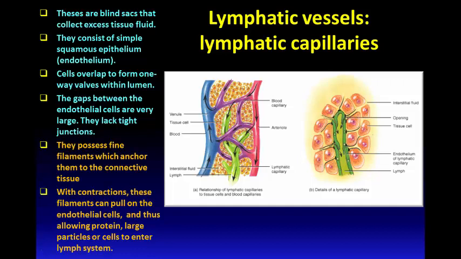The lymphatic capillaries possess filaments which anchor them to the connective tissue. So these are the filaments which anchor them to the connective tissue. When these filaments contract, they can pull on the endothelial cells and thus allow proteins and large particles or even cells to enter the lymph system from the interstitial fluid compartment.